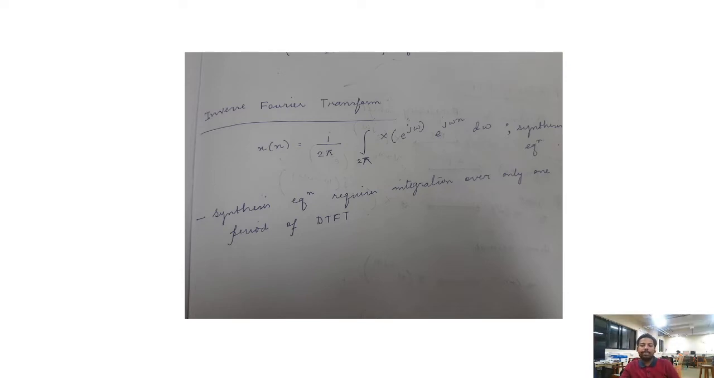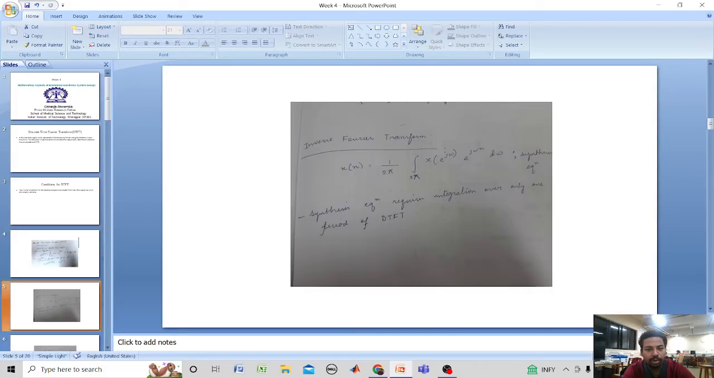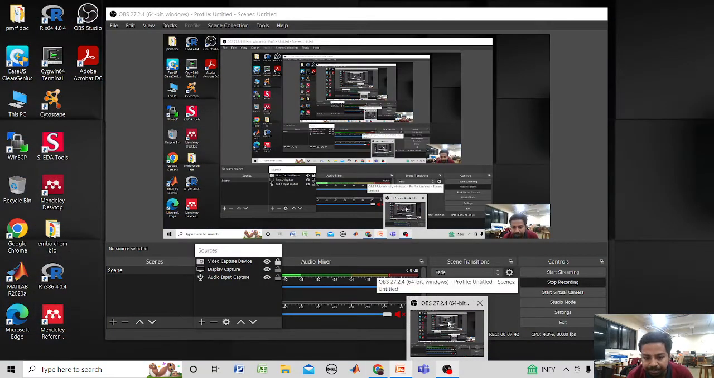This equation where you obtain x of n from x of e to the power of j omega, this is called the synthesis equation. Okay, so these are the two terminologies and the two equations that we need to keep in our head for solving the numerical problem. One is the analysis equation where you obtain x of e to the power of j omega from x of n, and another one is the synthesis equation where you obtain x of n from x of e to the power of j omega. Okay, so this is very important. Next we'll solve a couple of examples and couple of problems.